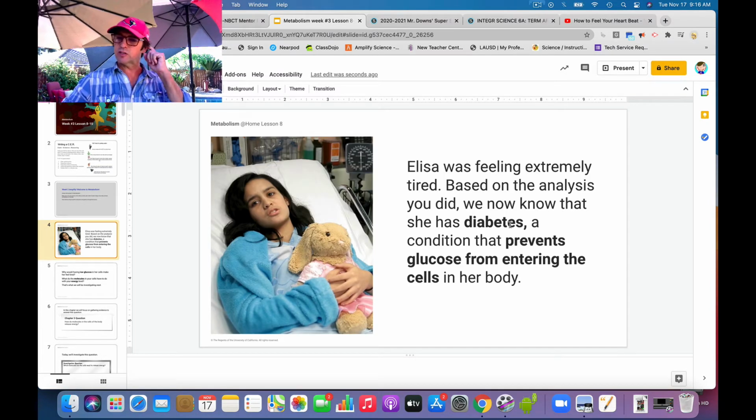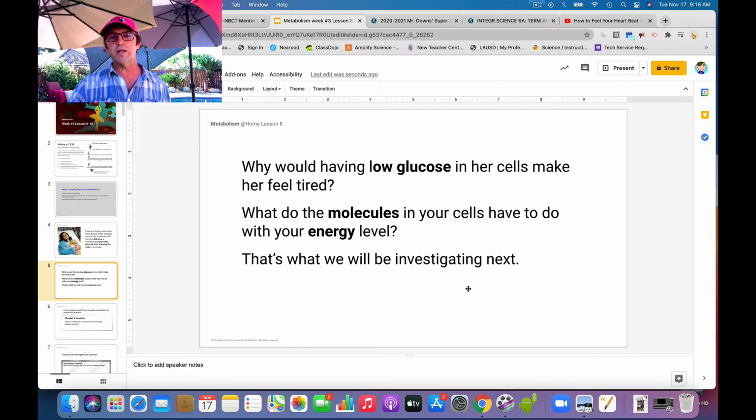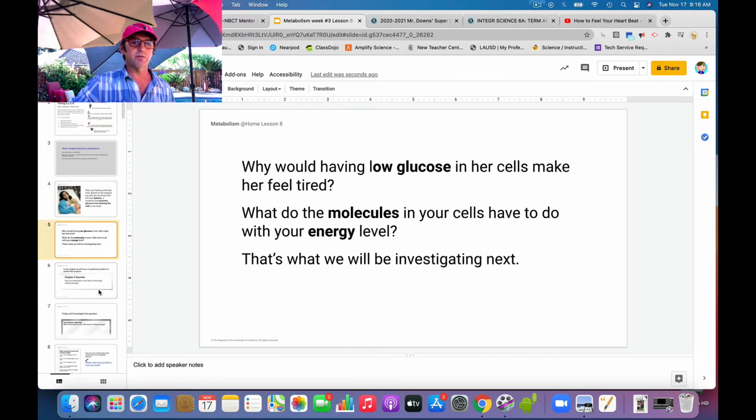So Alyssa was feeling extremely tired, and based on the analysis she did, we now know that she has diabetes, a condition that prevents glucose from entering the cells in her body. Why would having low glucose in her cells make her feel tired? What do the molecules in your cells have to do with your energy level? That's what we will be investigating next. You do not need to answer these now. We will answer them later.